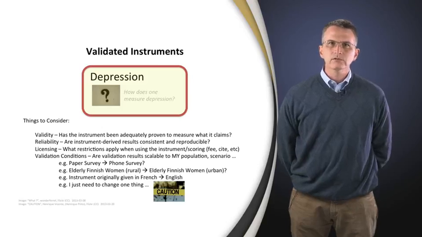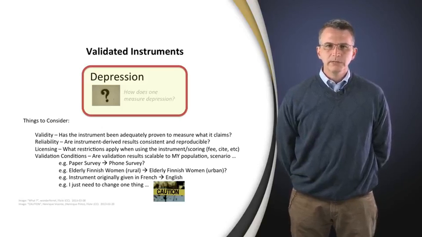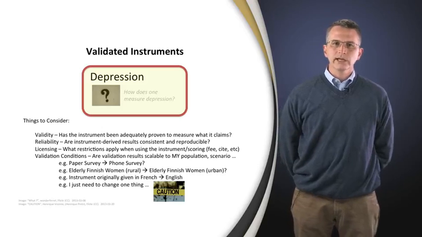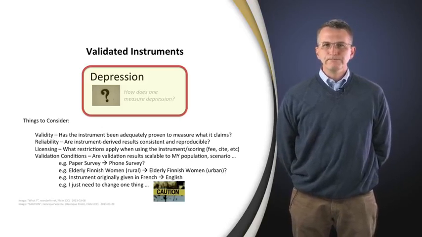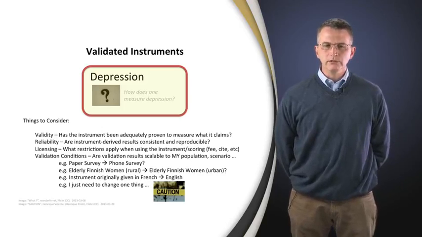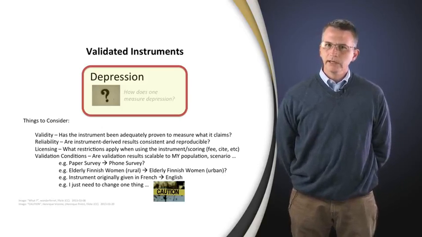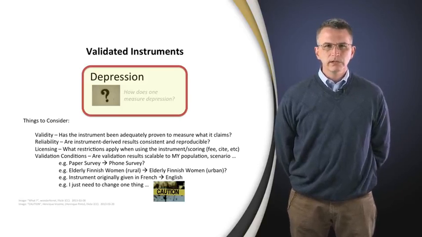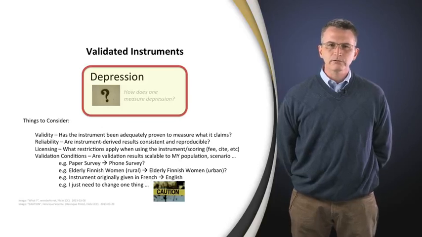Licensing. Some instruments are openly available and anyone can use them at no cost. Some instruments have to be licensed and there is a cost associated with that. And so checking the licensing and the use agreements whenever we're using these instruments is important. And finally, again, going back to the validation conditions, do the results that were validated really apply in my study? So if the validation was using a paper survey and I'm thinking about doing a phone survey, that's an area where I might need to be a little bit careful.